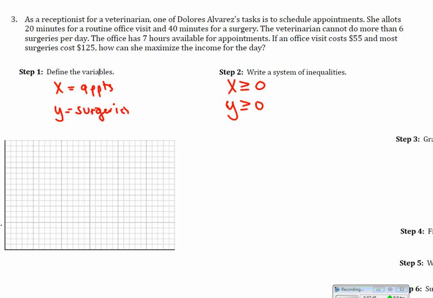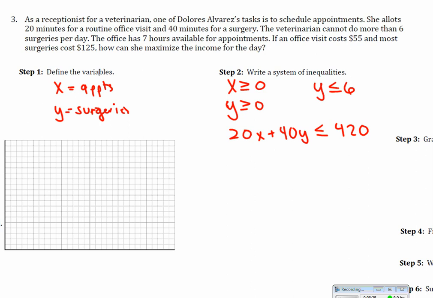The other one is this. The veterinarian can't do more than 6 surgeries per day, so Y has got to be less than or equal to 6. The office has 7 hours available for appointments, and then each 20 minutes for an office visit and 40 minutes for a surgery. So that's going to be 20x, plus 40y, less than or equal to, not 7, because it's in minutes and 7 is in hours, so I will take 7 times 60 and go 420 minutes.